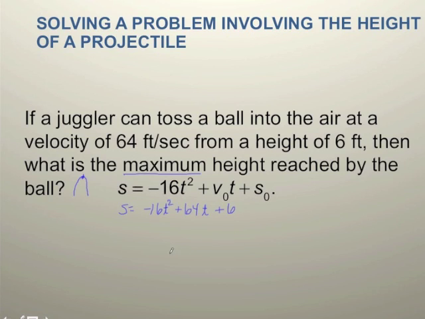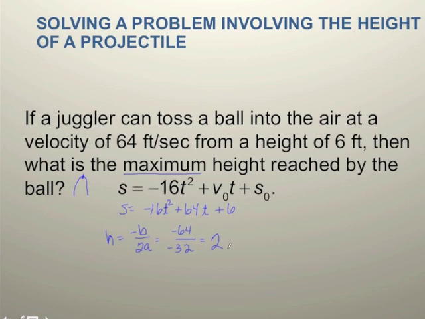Now, I'm going to use h equals negative b over 2a. My other choice was to complete the square. Let's use this. Negative b would be negative 64 over 2 times negative 16, negative 32, or 2. This means in 2 seconds, the ball will reach its maximum height.